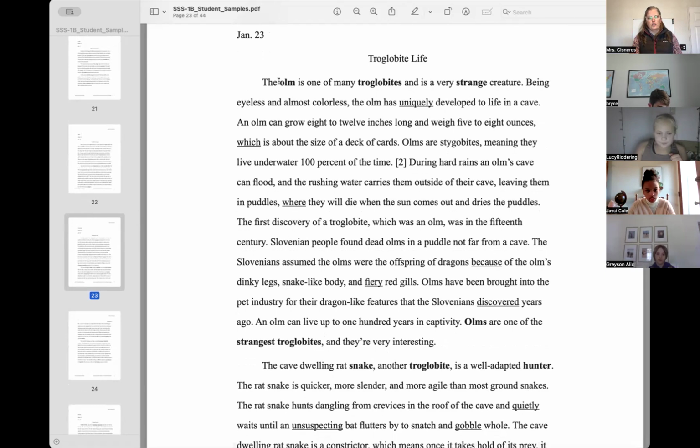Notice in the first paragraph, we see olm, troglodytes, and the word strange. Those are the topic clincher words. They're in the first sentence. And then if you look down here in the last sentence of that paragraph, again, olms. And this time, instead of strange, she put strangest. And then that word troglodytes. And she bolded them instead of highlighting. That's okay to do.